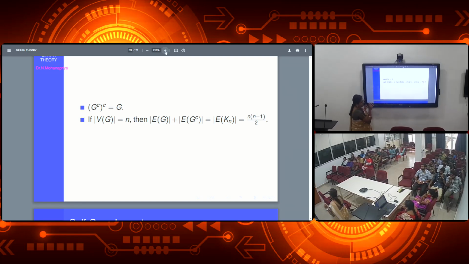Here the cardinality. Cardinality means the number of vertices in a vertex set is N, and the cardinality of E of G plus the cardinality of E of G complement should be that of the complete graph. Can you get my point? Because wherever there is no adjacency in the first graph, there will be adjacency in G complement, right? So if I take the join of those two graphs, I will get the complete graph. The number of edges in a complete graph will be N into N minus 1 by 2. So that is the result.